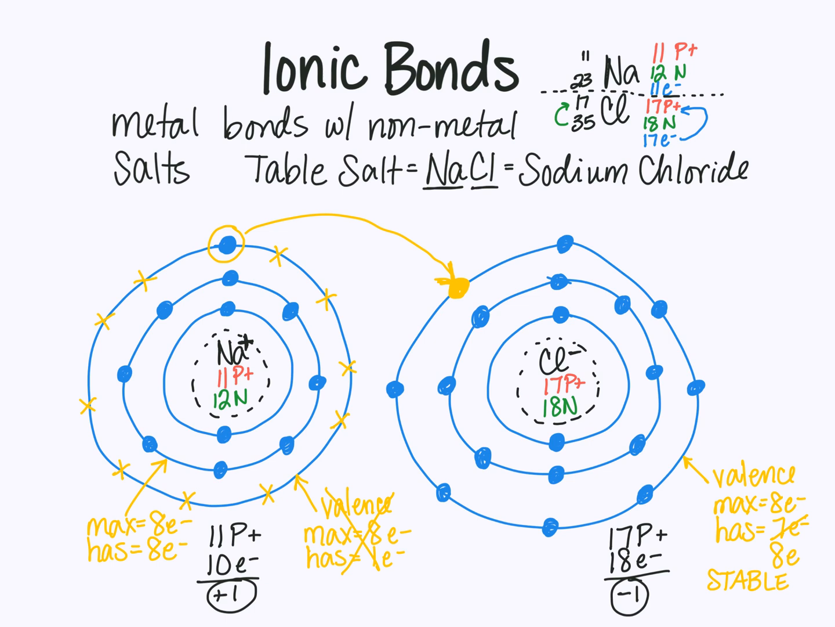Now we know that opposites attract. So you have a positively charged atom and a negatively charged atom. And so what happens is that they hang out together because the charges attract each other. And that is called an ionic bond.